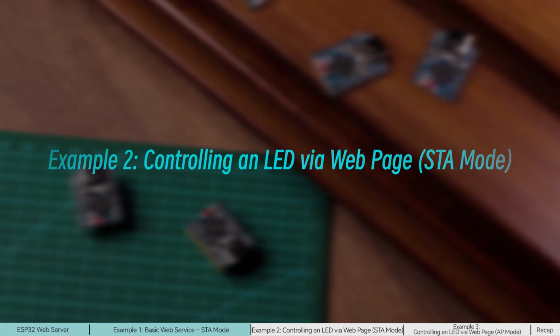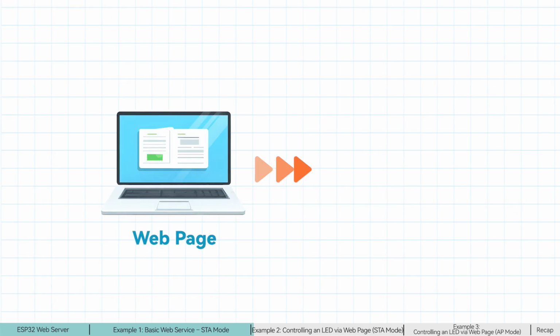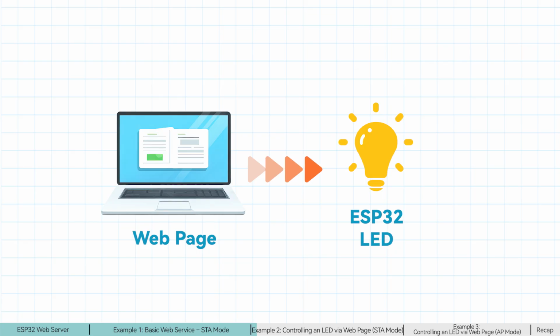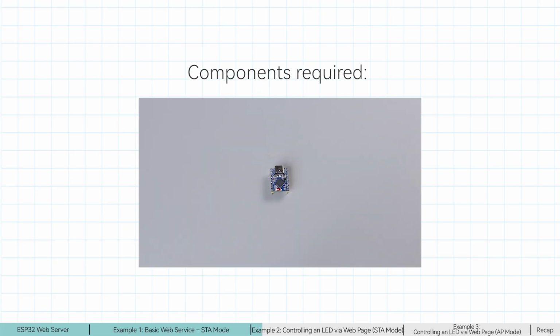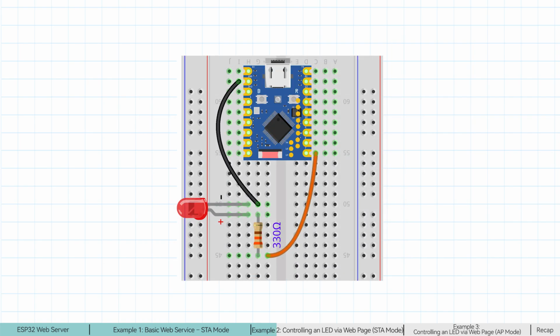Now let's go a step further. Use a web page button to control an LED connected to the ESP32. First, we need to build an LED circuit. To build this circuit, you will need an ESP32 development board, a breadboard, an LED, a resistor around 330 ohms, and several jumper wires. Connect the circuit as shown.